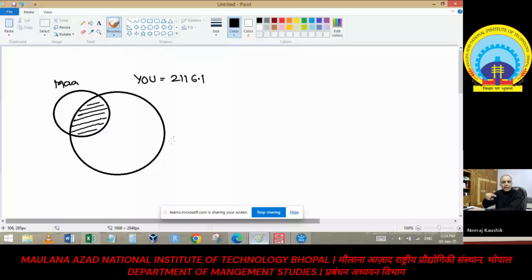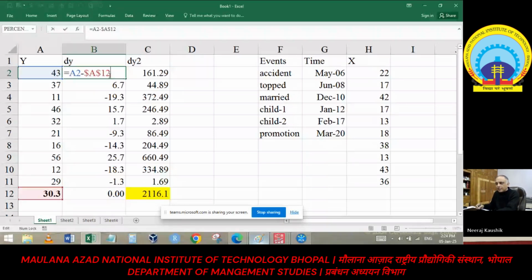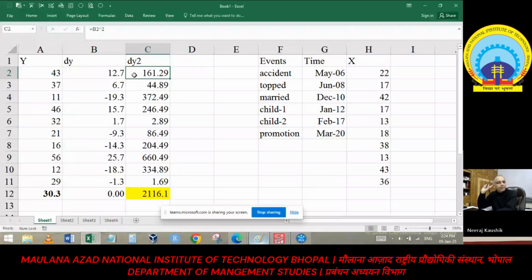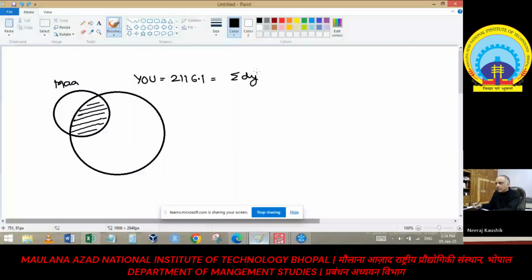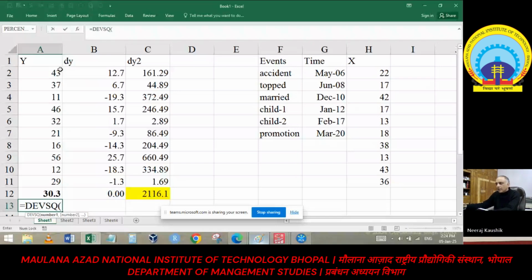How did we compute that? We took the average of the Y series, found the dy, y minus y bar, got the total, and it's 0. So we got the square of dy and got its total, summation dy square. First I have done the square and then the summation. Instead of doing so much hard work in Excel, there is a very small formula for the same. The Excel formula is DEVSQ, and this is the series, and the answer comes to 2116.1.